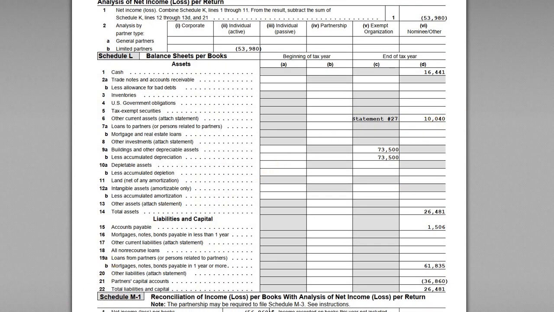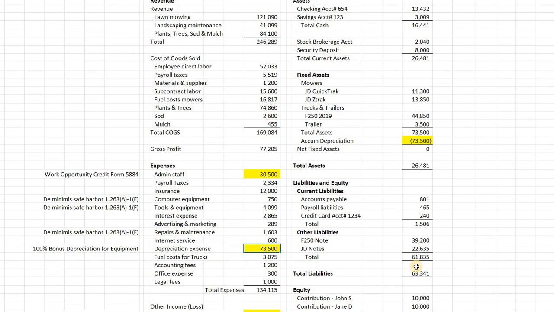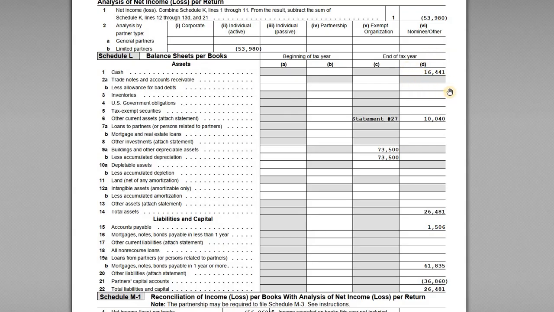So the balance sheet per books should match the balance sheet per books, right? That sounds stupid and obvious, but what they want to see on Schedule L is a reconciliation or a matching of what we have here versus what's being reported on the tax return. So on the tax return, report the cash balances up here on line 1. We have other current assets, so that's the security deposit, and then the amount of assets in the brokerage account. The accounts payable down there, so AP plus the credit cards, payroll liabilities, that's fine.